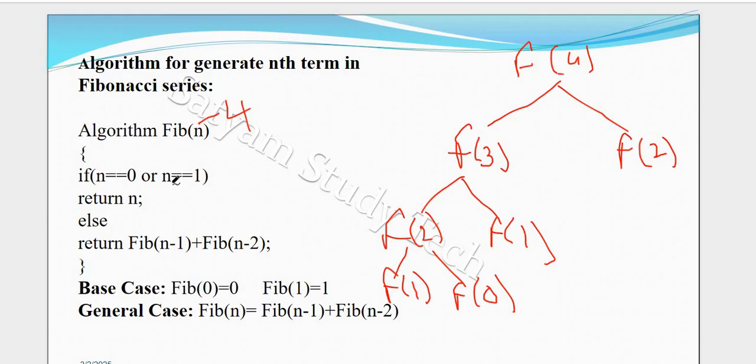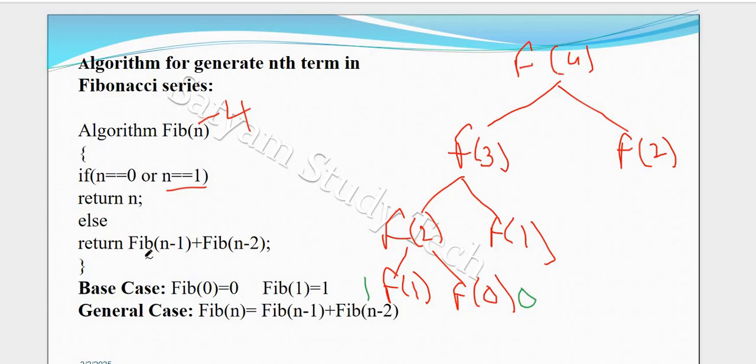So you can see n equal to 0 or n equal to 1, so fib of 1. So fib of 1 means n equal to 1. So if any one of the conditions is true, then it returns the n value. So for example here the n value is 1. This condition is true. Now we can return 1. So f of 1 value is 1. So here also you can see f of 0. So n equal to 0, so return 0.